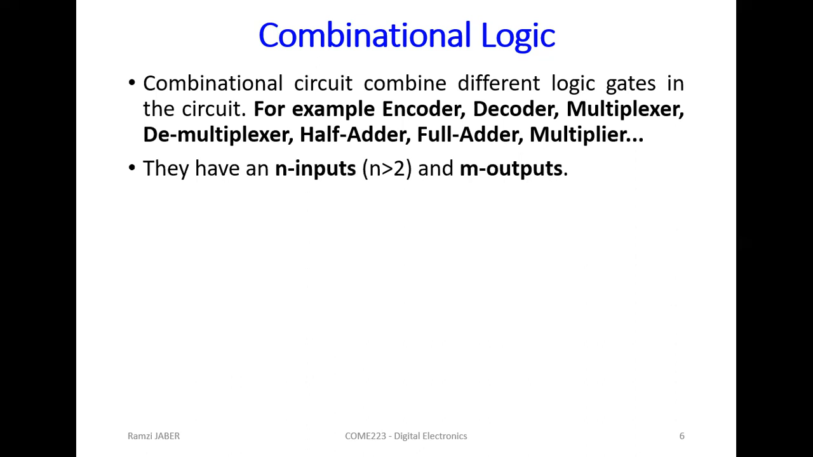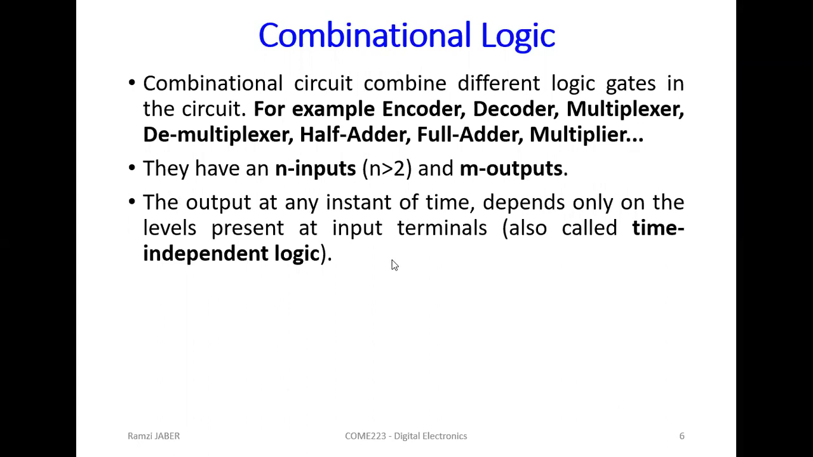They have n inputs and m outputs, whereas logic gates have n inputs and one output. So logic gates, one output. Combinational logic circuit, n inputs, m outputs. Many inputs, many outputs. Okay?